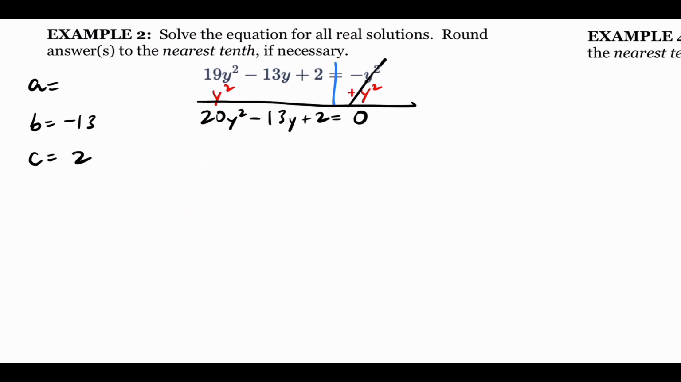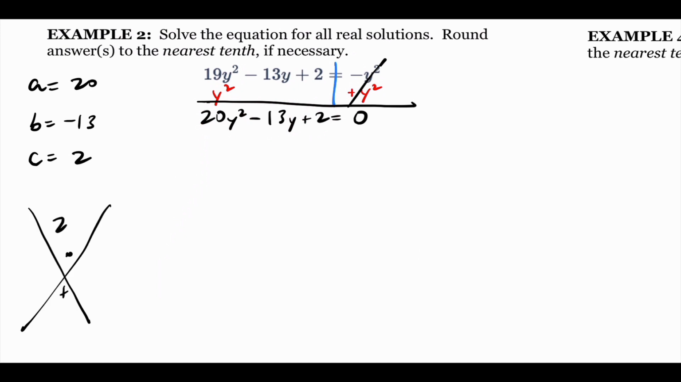So from here, could I go directly to the quadratic formula? Yeah, you could. It would work, but it's not necessary. We can try to see if factoring works. If it does work, then we don't have to do those. Let's see if it works.